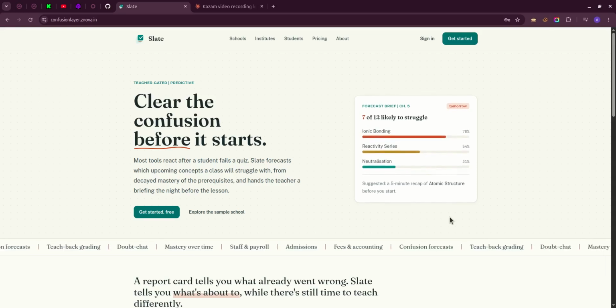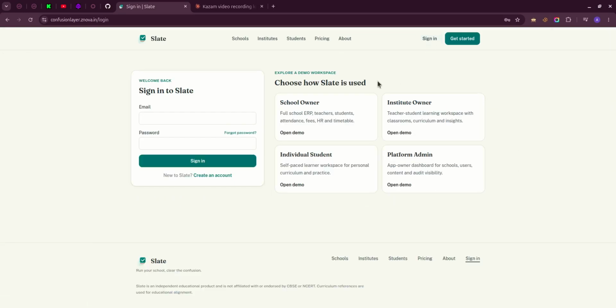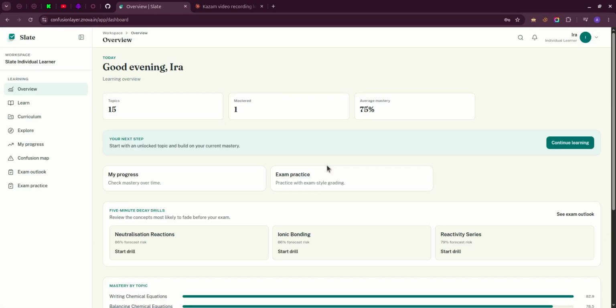Most learning apps start after a student gets marks. Slate starts before the confusion becomes visible. I am starting with the student experience first because this is where the product becomes clear.